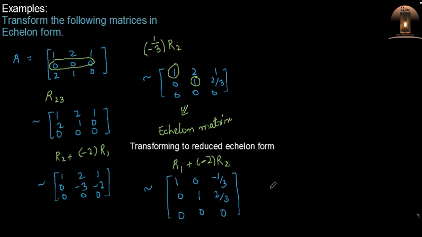So now we can see the first condition holds: the zero row appears below the non-zero rows. The second condition is that the leading one, the first non-zero number, should be equal to 1, with zeros below it as well as above it. Since there is no row above the first row, we check the pivot elements in the first and second rows: the pivot is 1, and above and below it we have zeros, and in the third row there is no pivot element. So now this matrix is in the reduced echelon form.